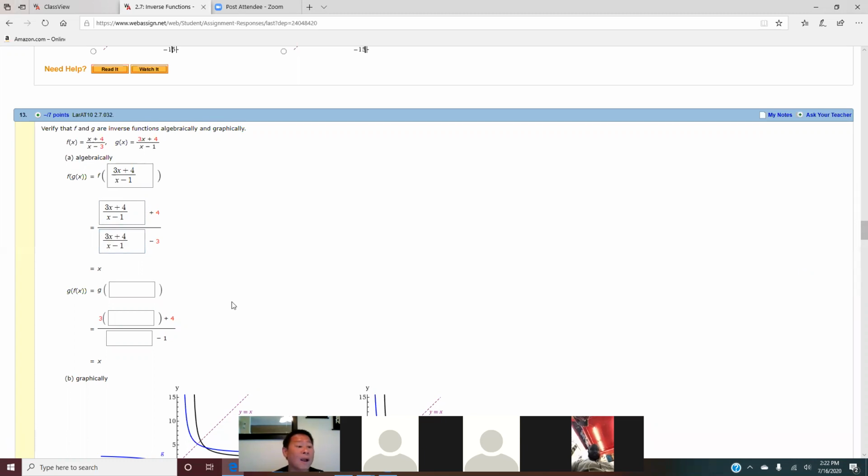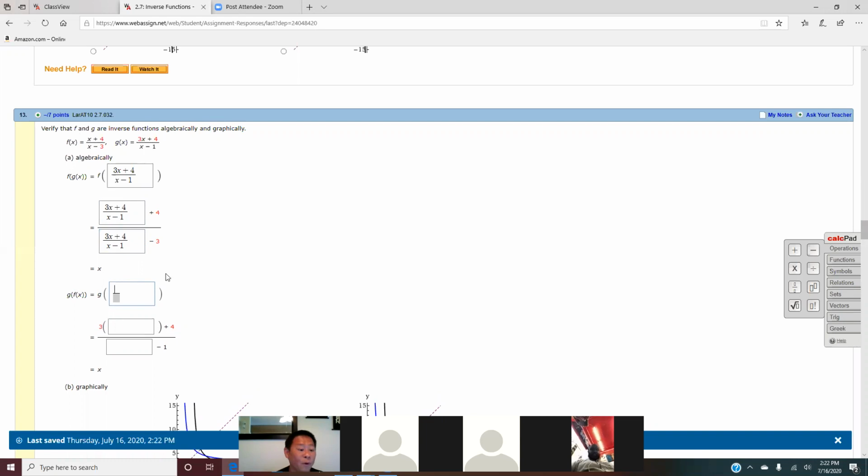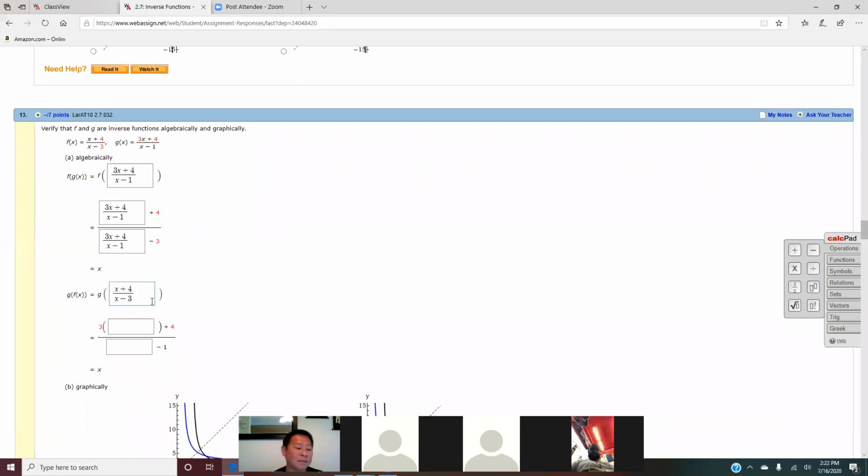Okay. Same thing happens to this, but this time you don't use g(x), you use f(x). So you have to do (x plus 4) over (x minus 3). And then the rest follows the same. (x plus 4) over (x minus 3).